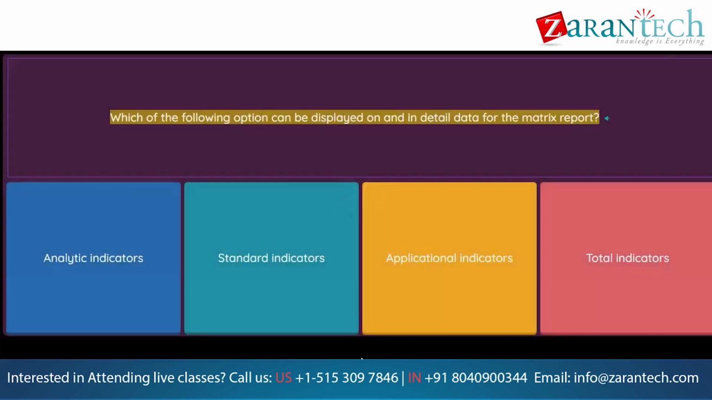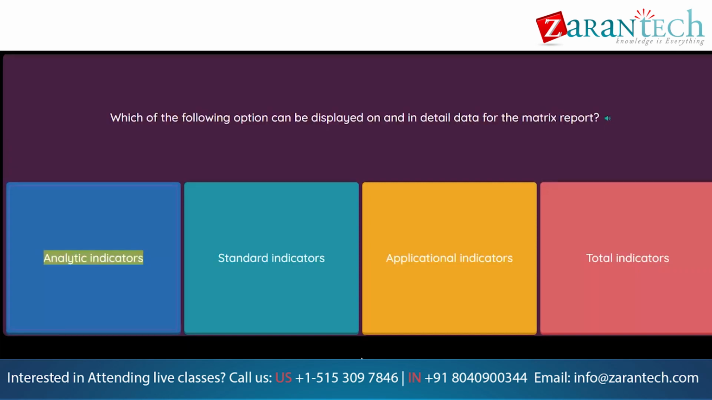Question, which of the following options can be displayed on and in detail data for the matrix report? Option 1, analytic indicators. Option 2, standard indicators. Option 3, applicational indicators. Option 4, total indicators.